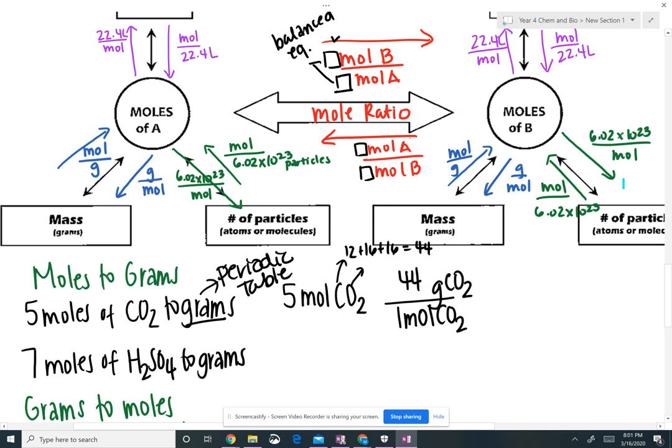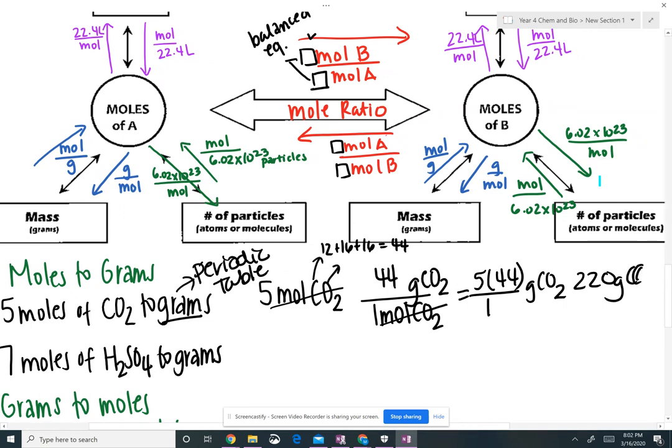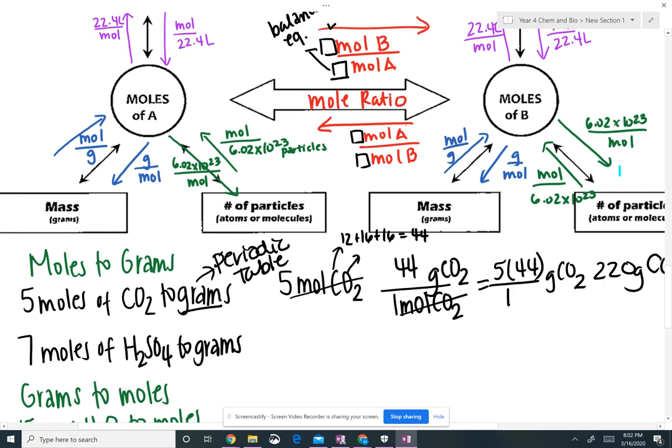The next thing I'm going to do is double check my units, make sure that they all cancel out. So moles of CO2 cancels out with moles of CO2, right? And then for my math, I am going to go 5 times 44, divided by 1. When I do that, I should get 44 times 5, which is 220 grams of CO2. Whoa, that came out really sloppy. So that is what you guys would get.